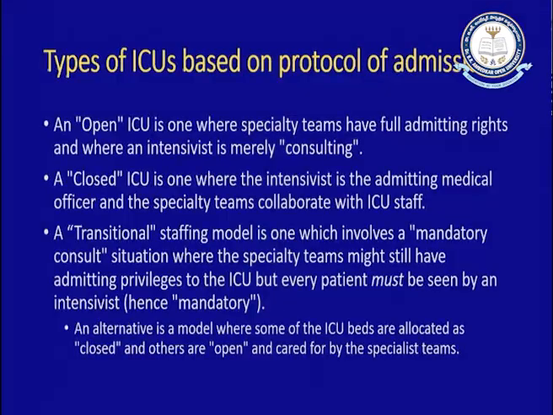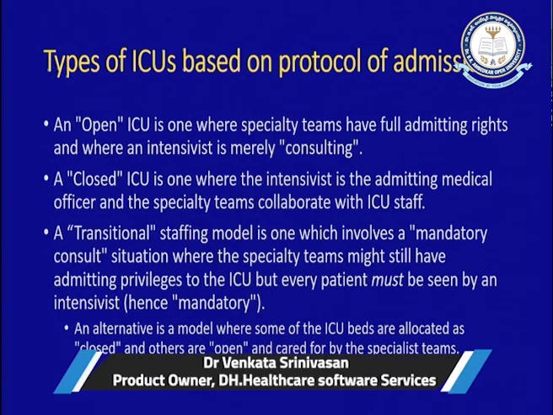Okay. Now, let us see the types of ICUs based on protocol of admission, like how the patient is coming into the hospital, and based upon that how the ICUs can be classified. There are three types: open, closed and transitional ICUs. The first category, open ICU, is a critical care area where specialty teams have full admitting rights. The team working there can take a decision of whether to admit a patient or not.